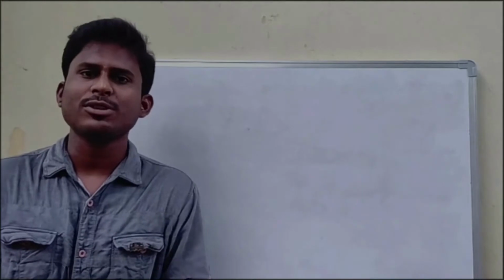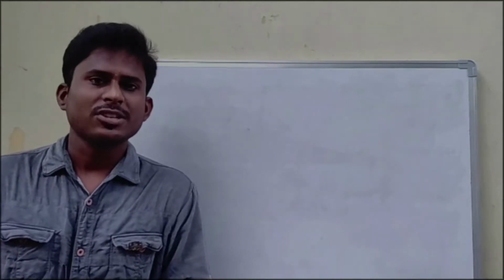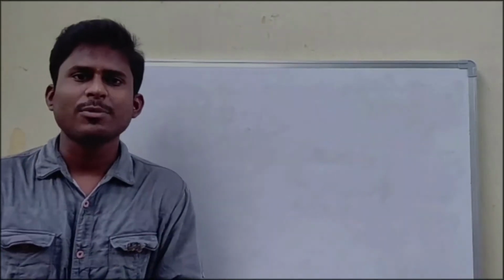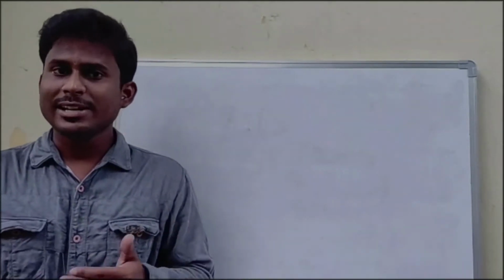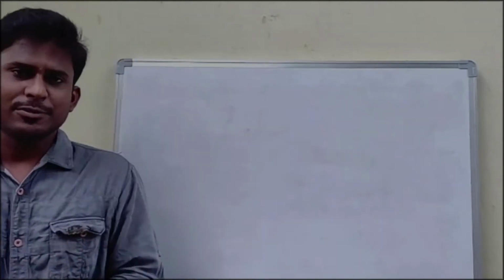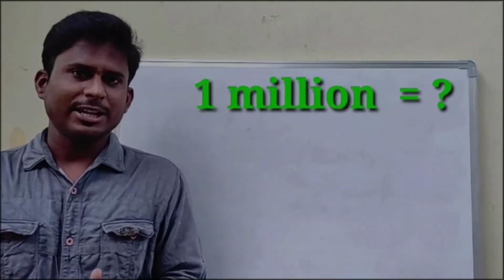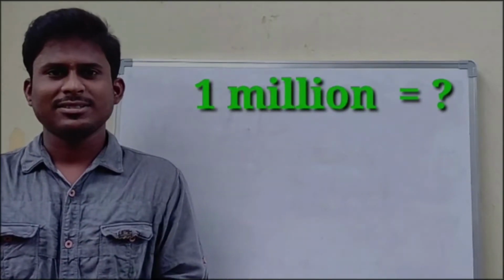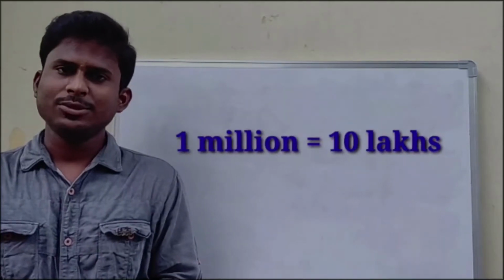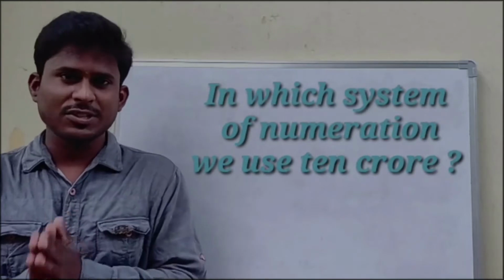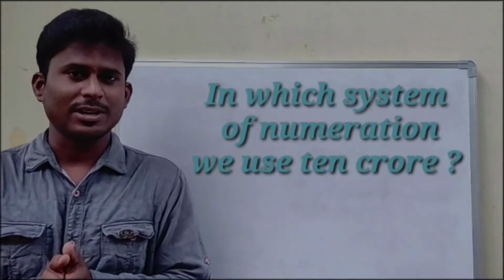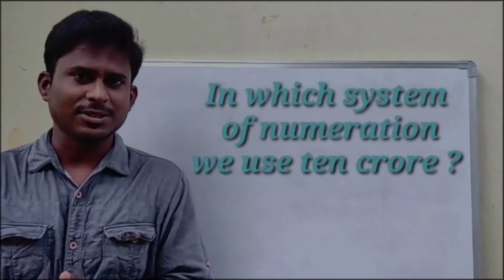In the previous class we discussed two types of systems of numeration, that is Indian system of numeration and the international system of numeration. Okay, let me ask you some questions from that. 1 million equal to how many lakhs? It's 10 lakhs. Good. 10 crore place is in which system? In which system we use 10 crore? Indian system or international system?